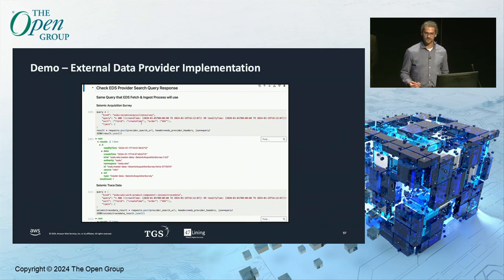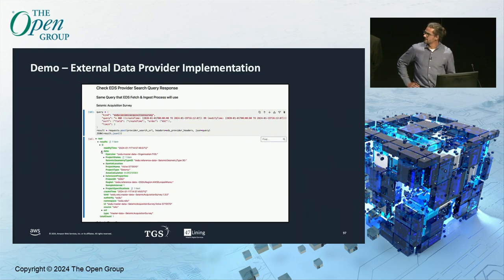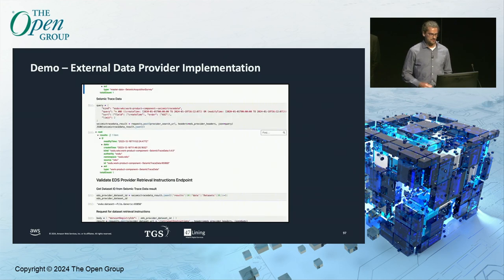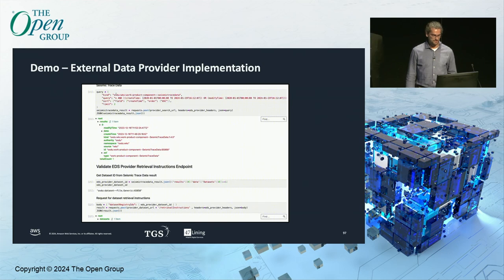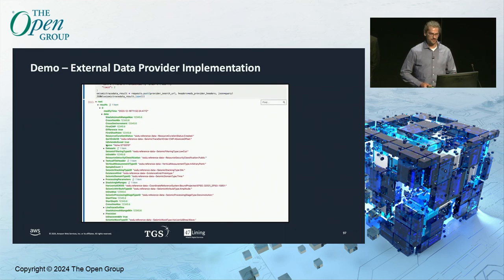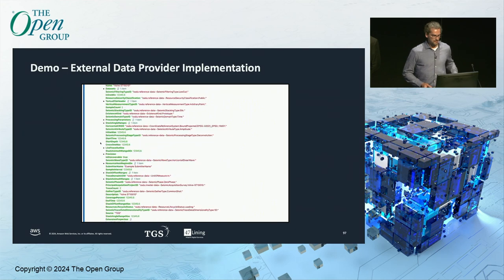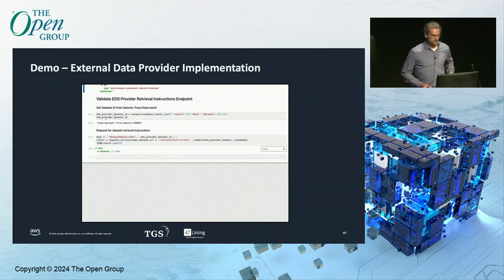And then we're going to make sure that the response matches what we expect it to be, which will be a list of results containing manifests. Here in this demo, we're going to be working with seismic acquisition survey and seismic trace data resources. So we're going to be validating that the queries for both of those work correctly. And yep, here we see the seismic trace data coming through, and we can see that we get back our seismic trace data resource, and it has all of the associated metadata that we'll then be ingesting into the OSDU.